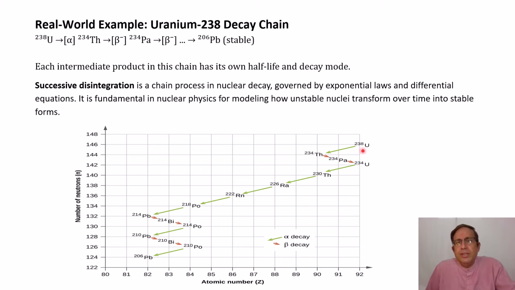When you continue this series, you will see different successive elements being produced by either alpha decay or beta decay, and finally at the end you have lead-206 as the final stable product.